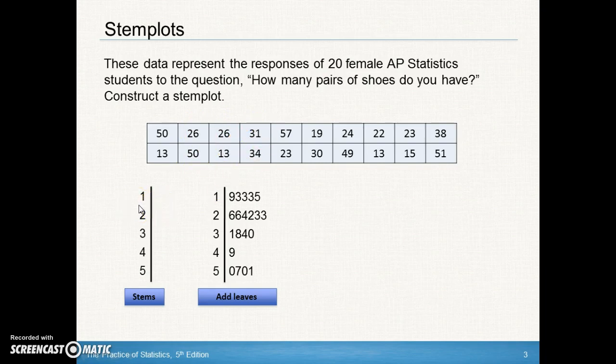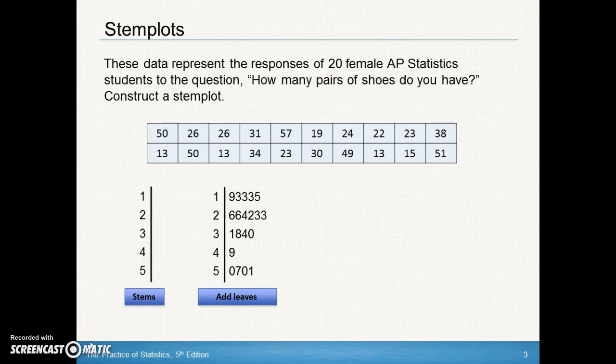So it didn't happen in this case, but we don't skip any stems even if there's no data value for that particular stem. So let's say this 49 observation didn't exist, this 49 data point, we would still list the 4 as a stem, we just wouldn't put any leaf next to it.